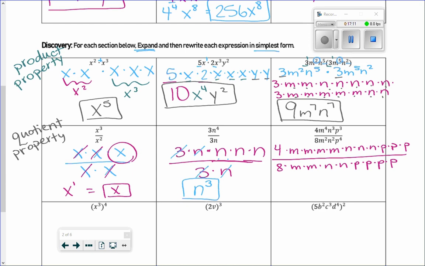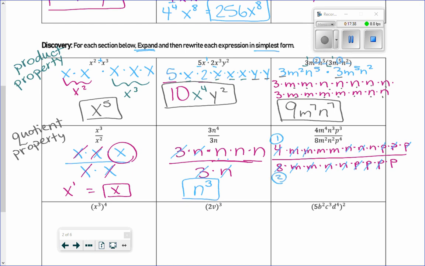What can I simplify here? The m. Okay, so I can simplify one group of m's and another group of m's. What else can I simplify? 2 groups of n's, and 3 groups of p's. 1, 2, 3. Anything else I can simplify? Yes. The 4 and 8. What does the 4 and the 8 simplify to? Oh, 1/2. 1/2.